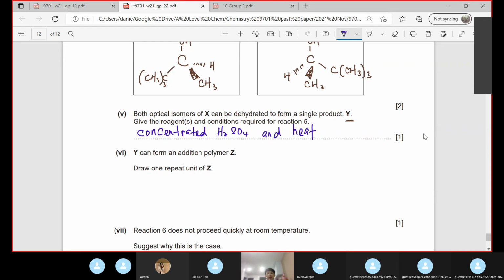And you can use H3PO4 if not mistaken, I think one of the answers accepted by the marking team. But usually I will advise you to use H2SO4. Then another one is porcelain chips, which are also heated. You can also dehydrate the alcohol to become alkene.